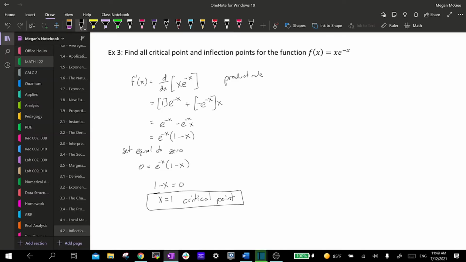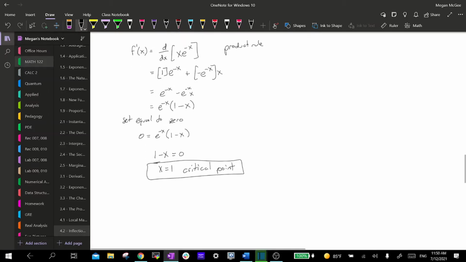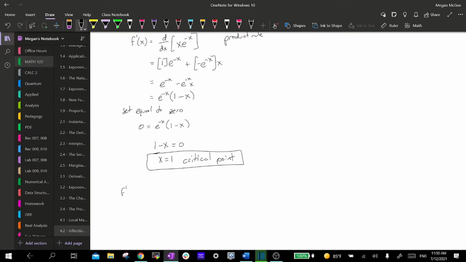All right, e raised to a power can never be 0. So that's why we are not worried about that right now. Okay. So we have x equals 1 is our critical point. Well, next we're supposed to find the inflection points, and that deals with our second derivative, right? So let's go ahead and take the second derivative.